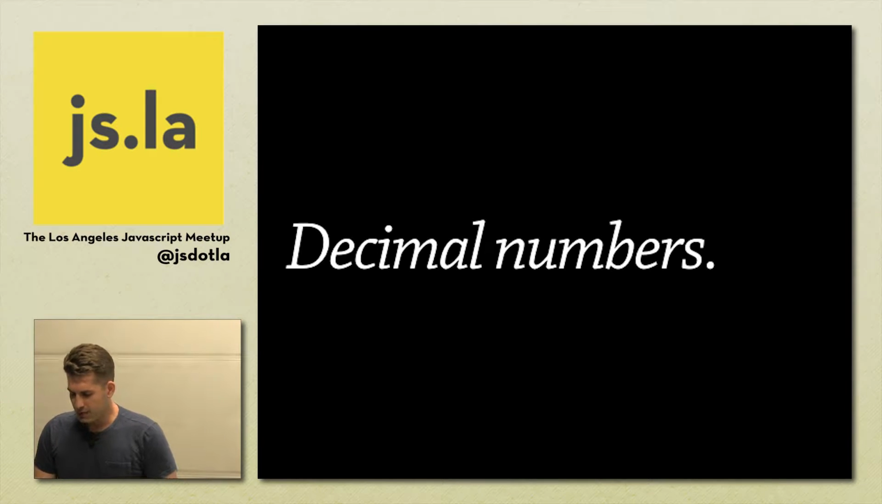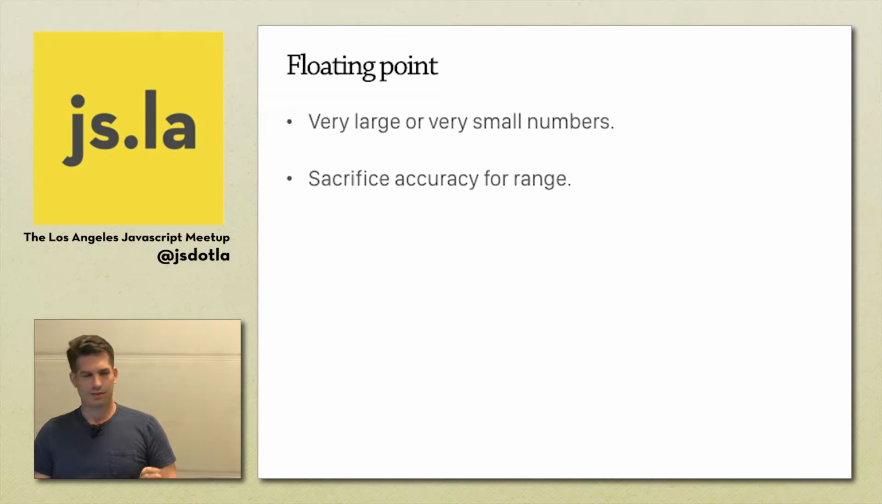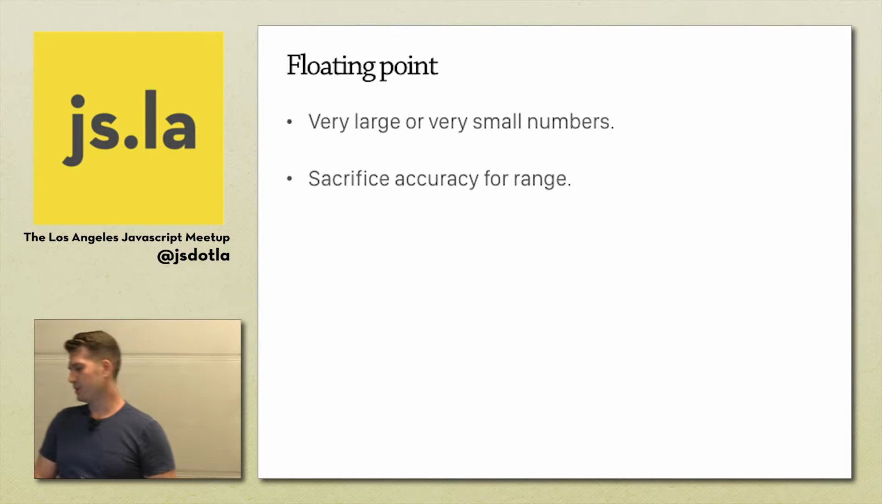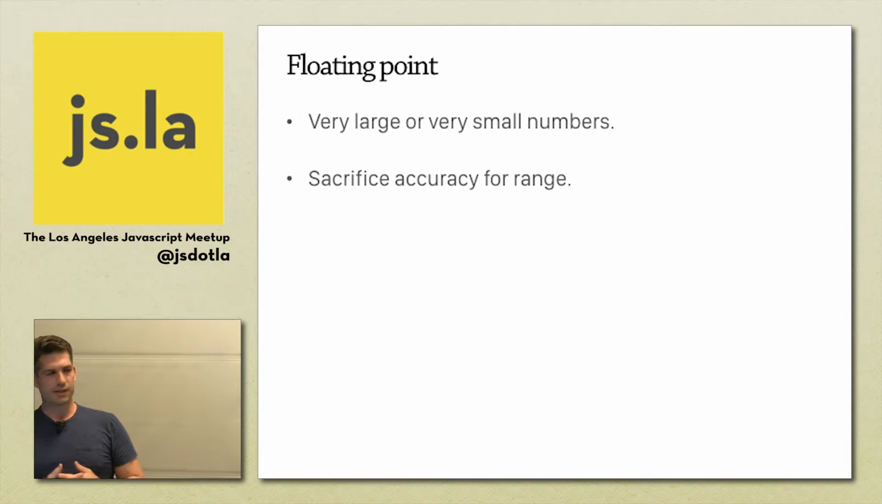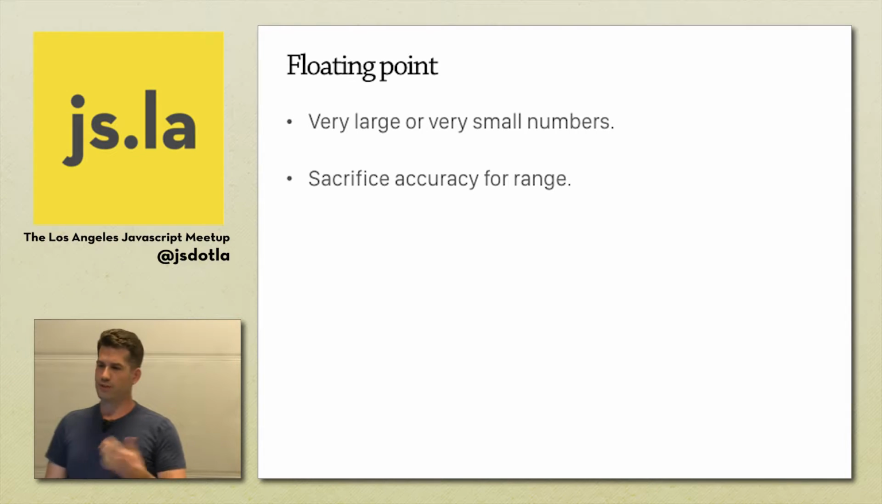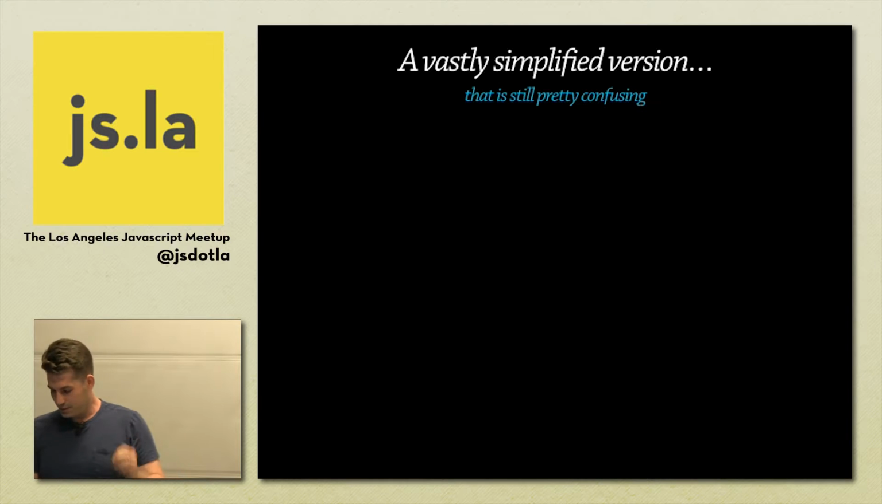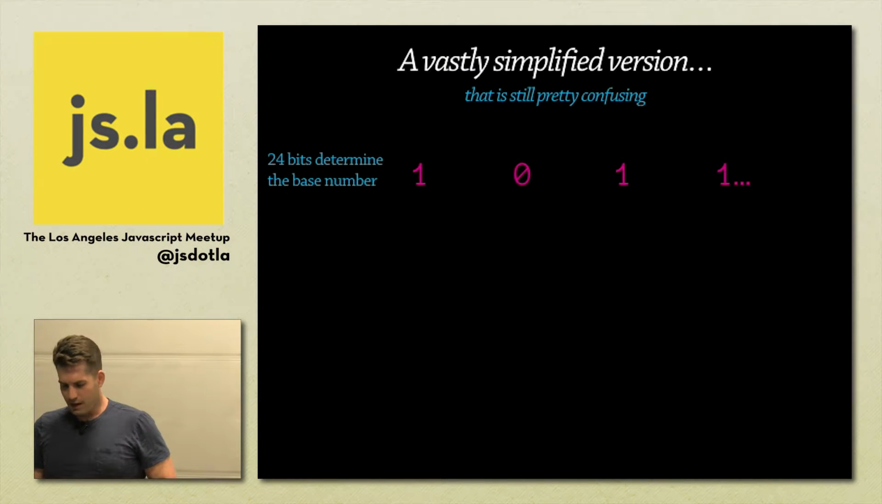Okay, so decimal numbers. This is where it gets a little more complicated. So you've all heard of floating point numbers. They are used to basically expand the range of numbers, so you can get very large or very small numbers. But you also sacrifice some accuracy for that range. But they're able to use the same amount of memory as an int, but get a vastly different range. So the way it works is really complicated, but I'm going to try to explain it anyway in a way that's probably still confusing.